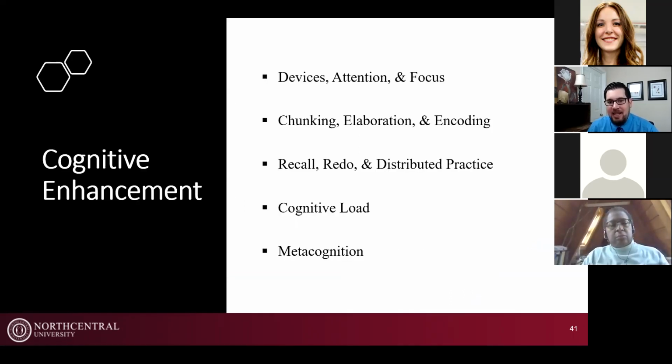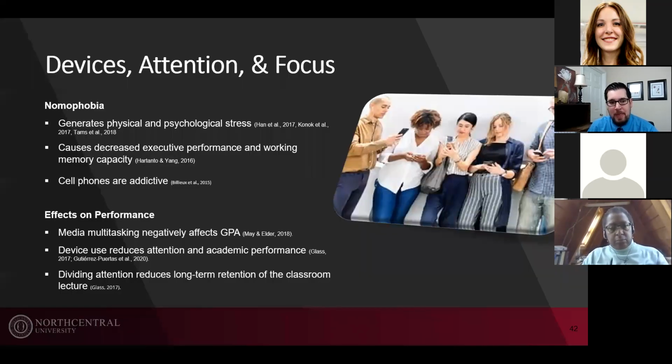Next, I'll discuss cognitive enhancement. Nomophobia is the uncontrollable fear of feeling disconnected when you're unable to access information or contact others with your smartphone. It generates physical and psychological stress. It causes decreased executive performance and working memory capacity. We don't think as well without our phone, apparently.